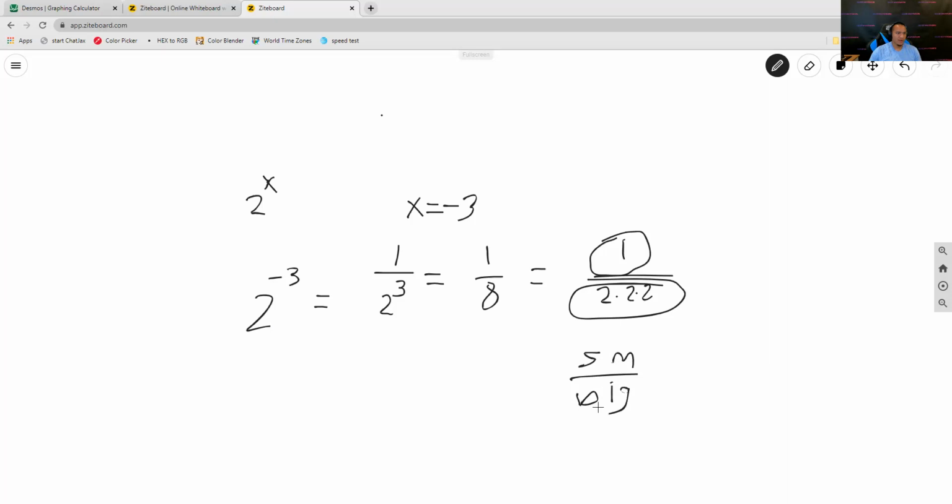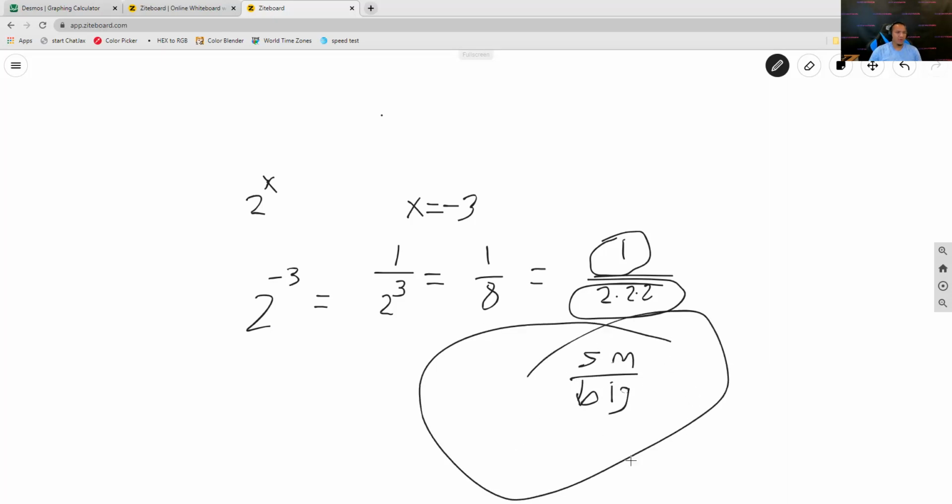Excuse the bad handwriting. But this is never going to equal 0, because they're both not 0.